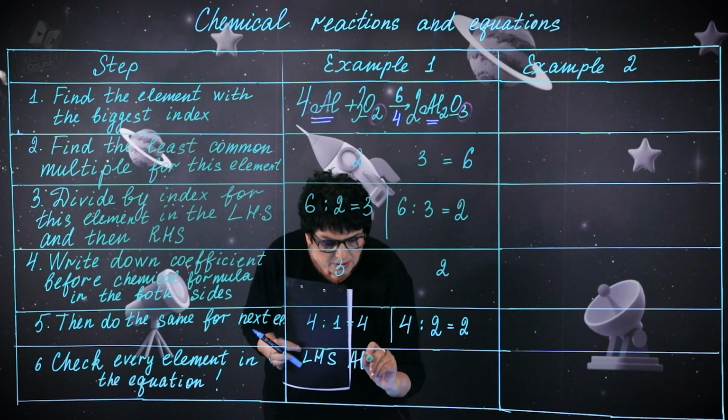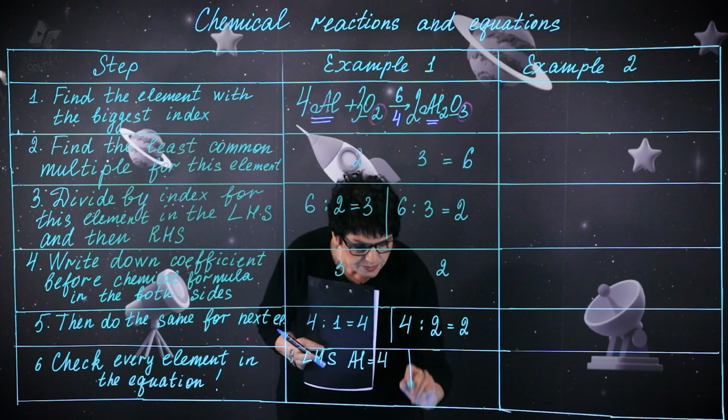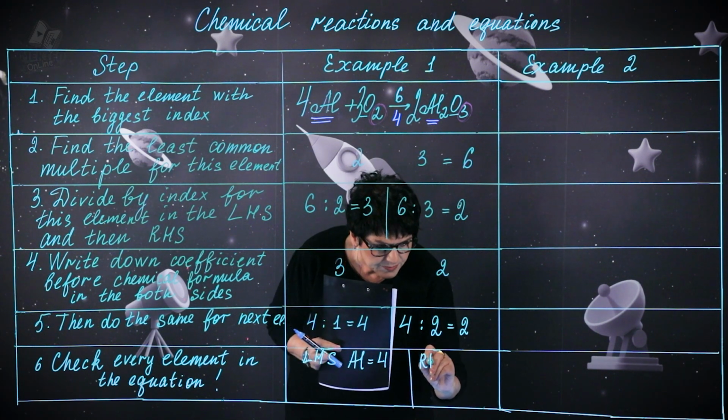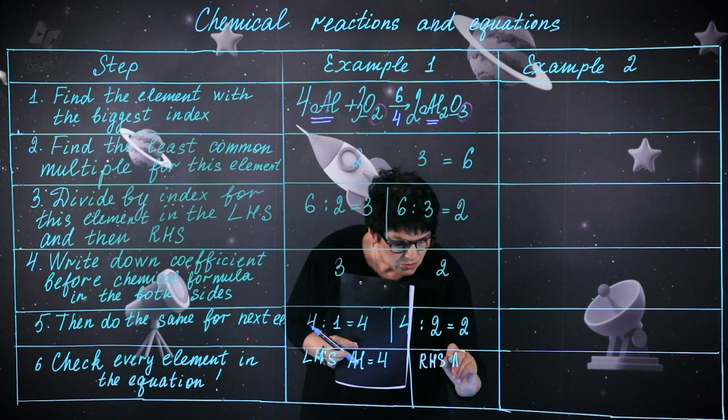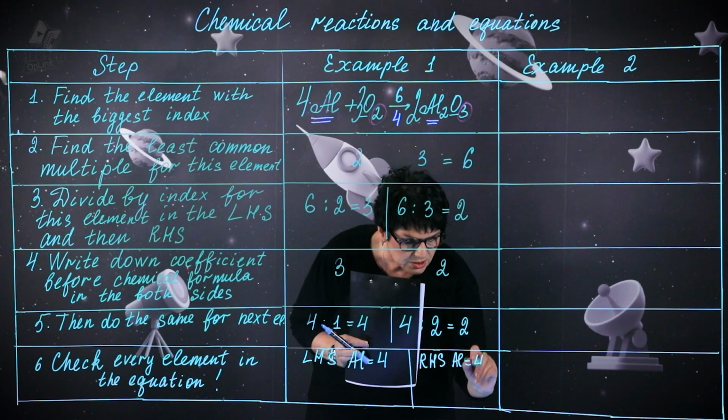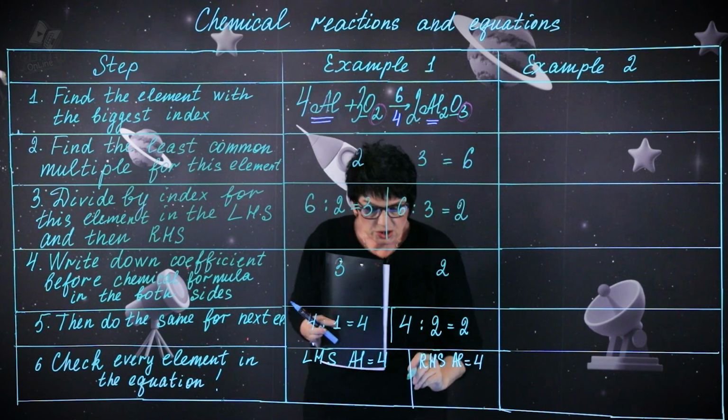Therefore, the total amount of aluminum is 4 units. It is crucial to perform this verification in writing to ensure accuracy and avoid any miscalculations or discrepancies. And here is 4 and here is 4.